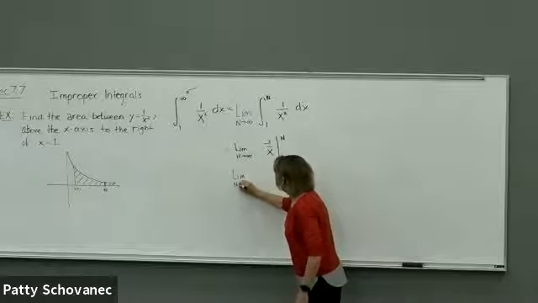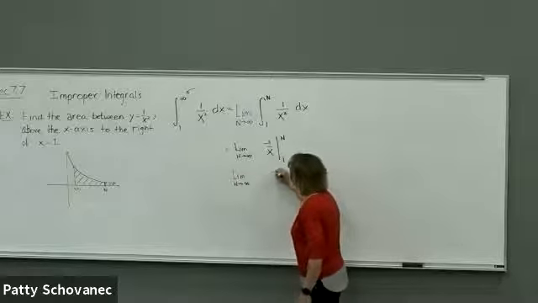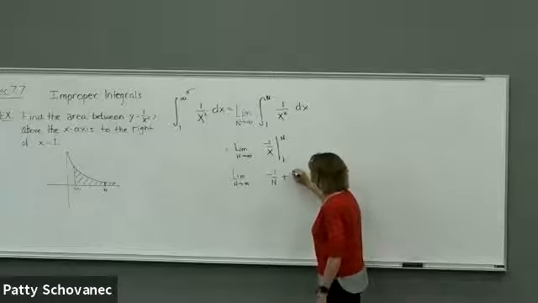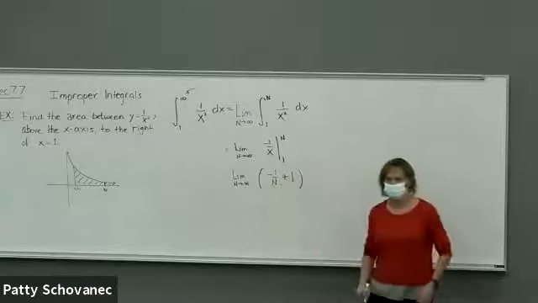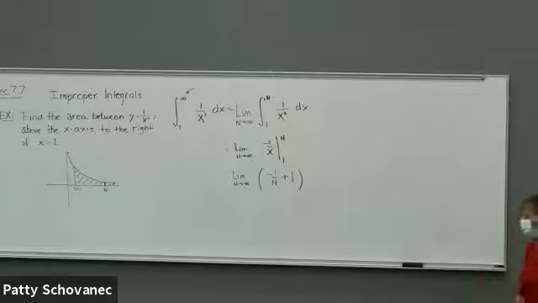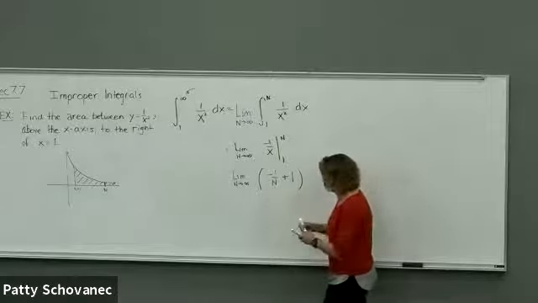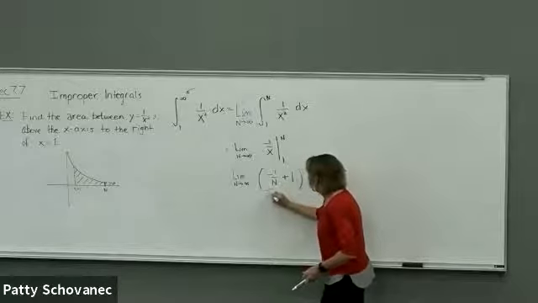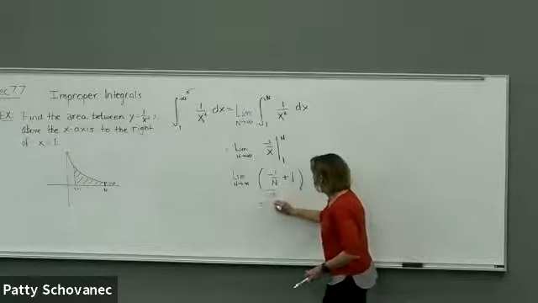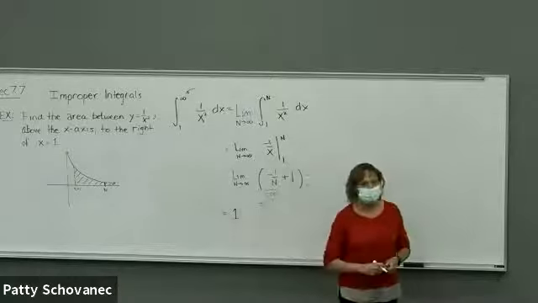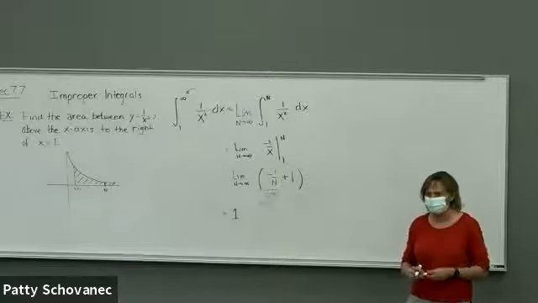So my antiderivative evaluated at both endpoints gives me negative 1 over n minus negative 1 over 1, which is plus 1. Well, what happens to 1 over n when n gets infinitely large? It goes to 0. So as n gets large, negative 1 over something large essentially becomes 0. And we have not only finite area, we have exactly 1 square unit of area under that curve.